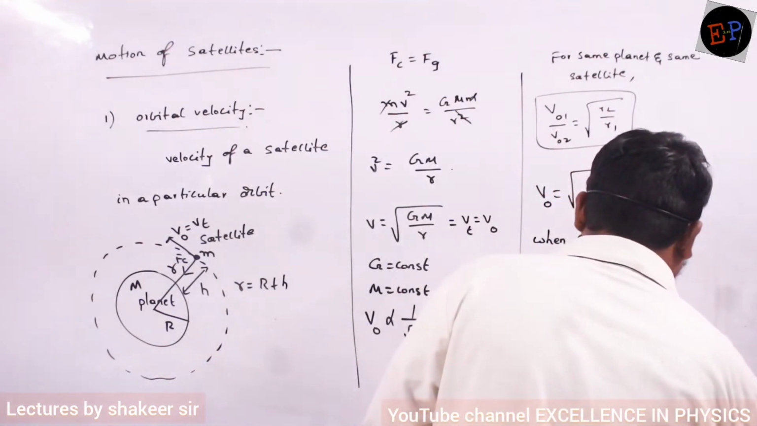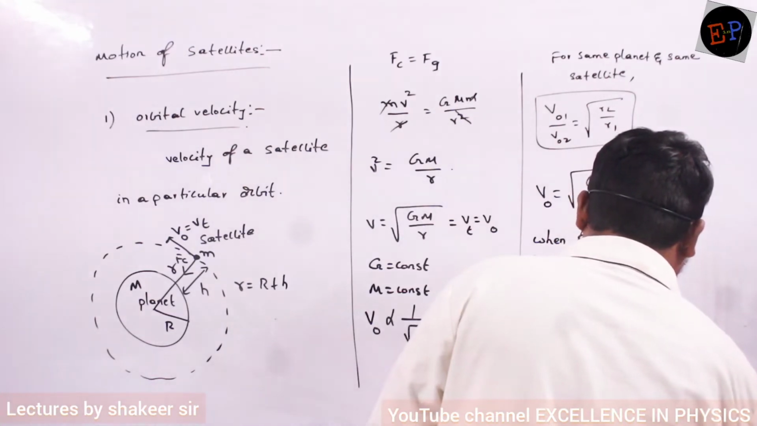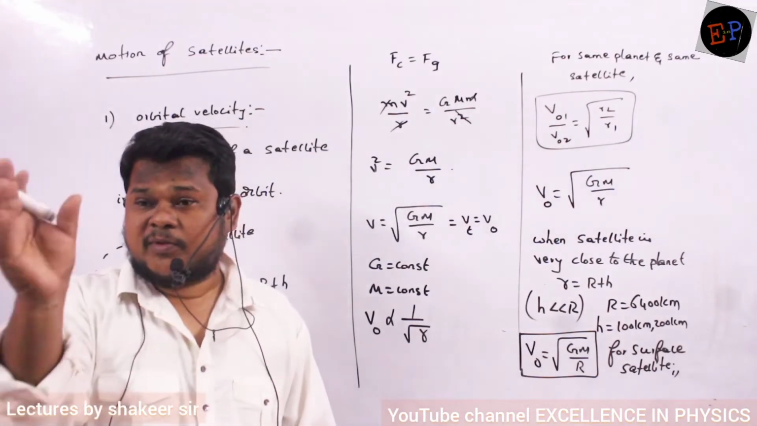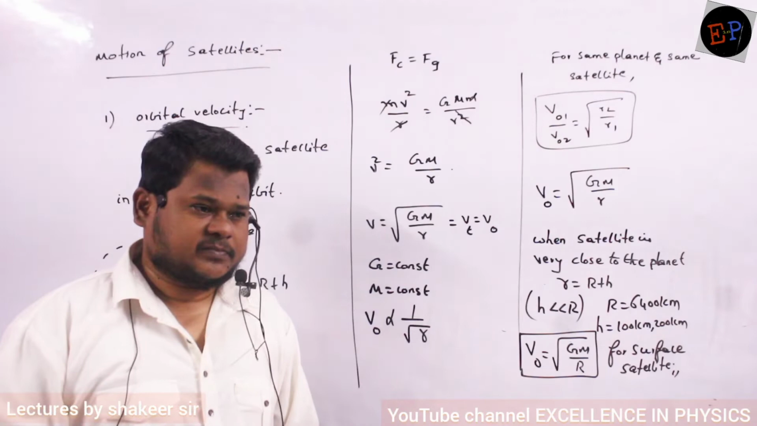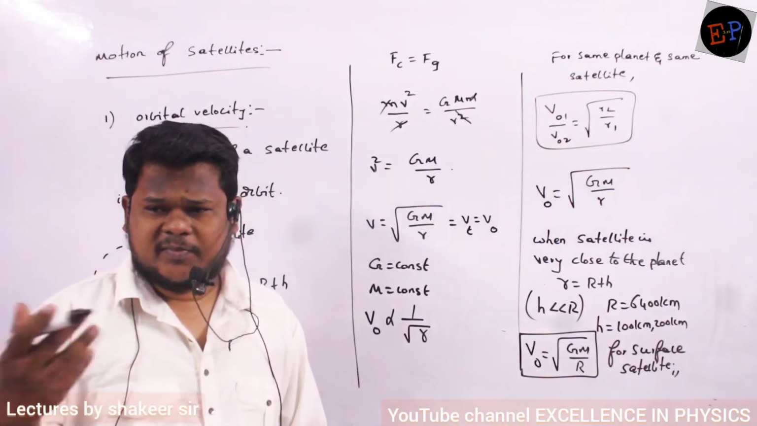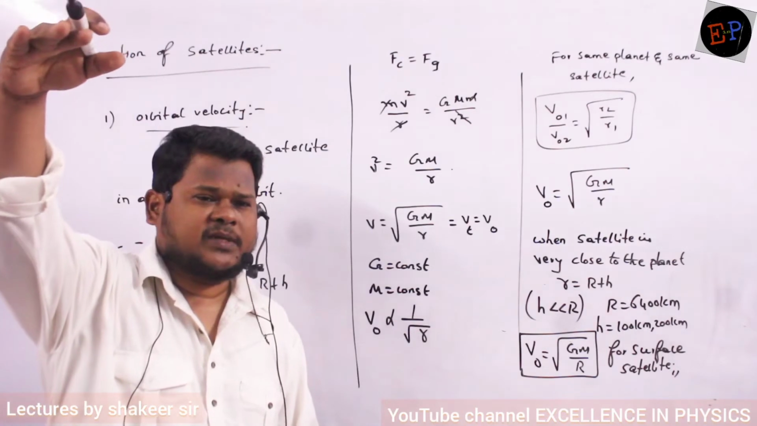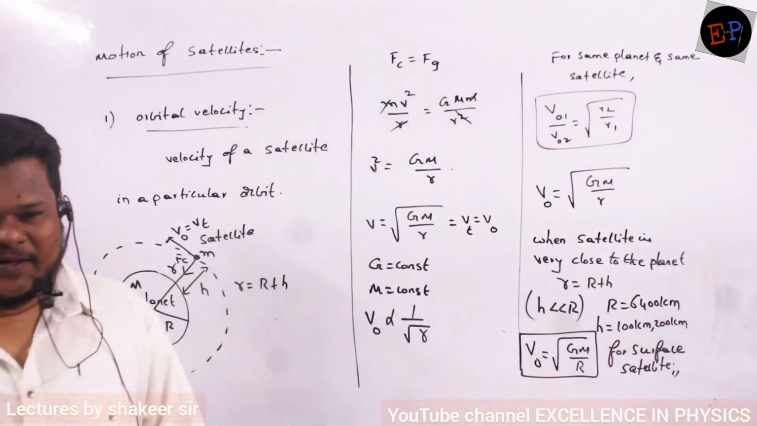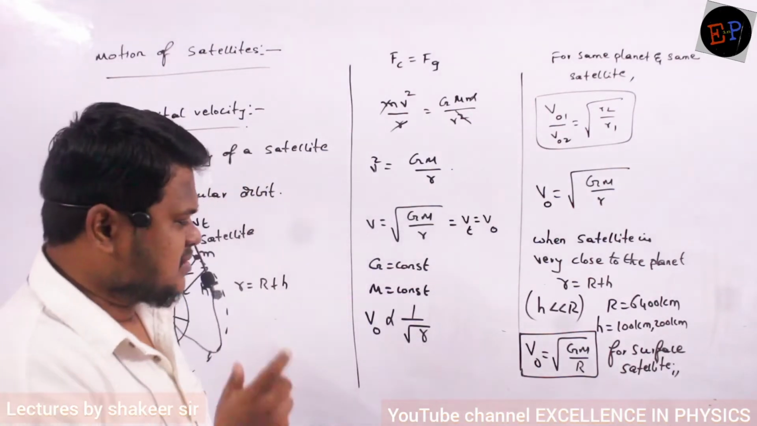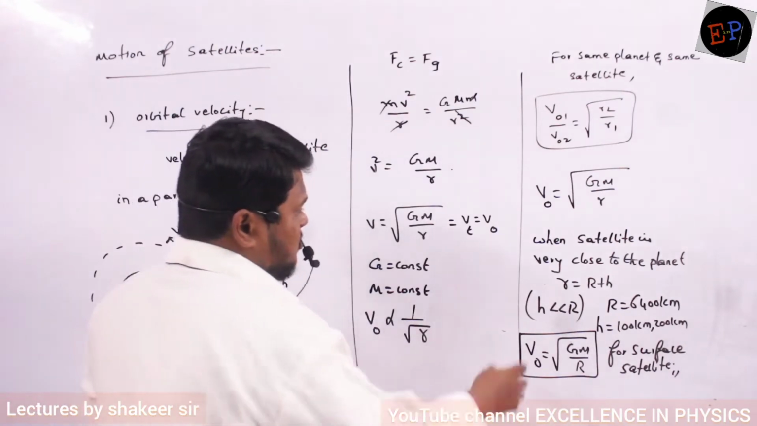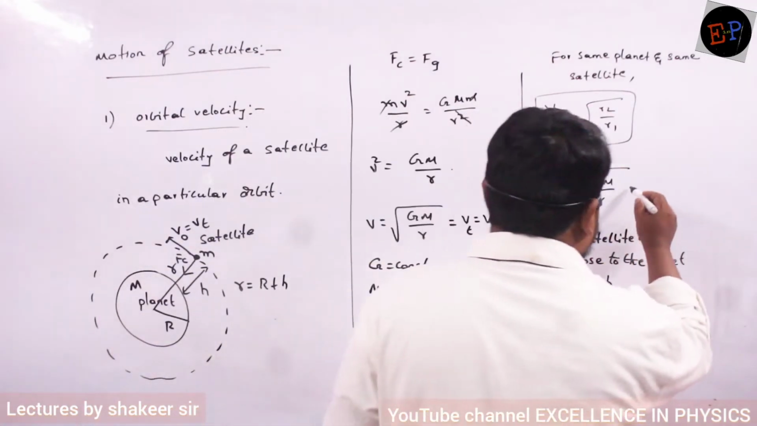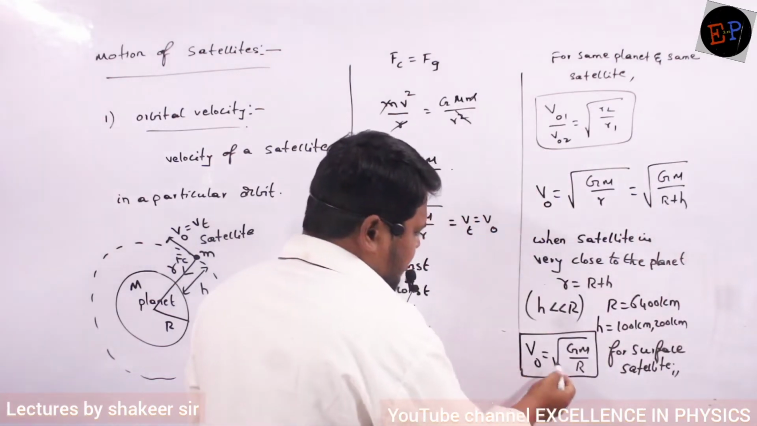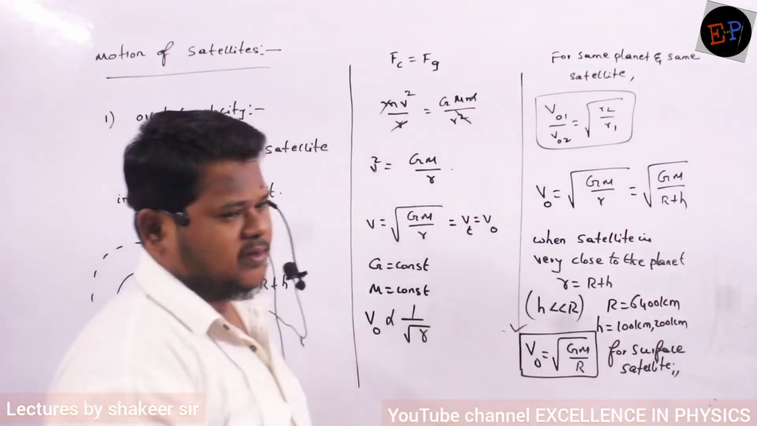What is meant by surface satellite? Surface satellite means a satellite which is very close to the surface of Earth. For example, communication satellites are surface satellites. India also has many communication satellites at a very small height, some 200, 300 kilometers. When compared to the radius, that height is very small. Such satellites are called surface satellites. For bigger heights, you can use square root of GM divided by R plus H. And when a satellite is very close to the surface of Earth, this equation you can use directly. Make a note.